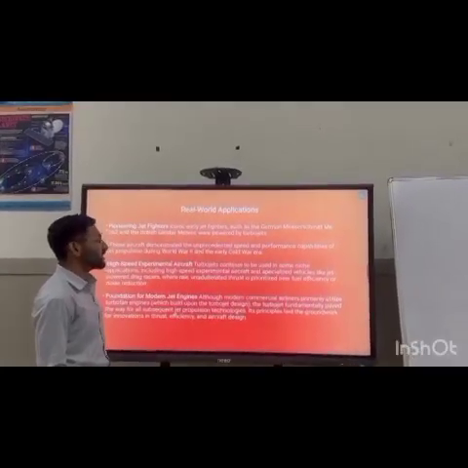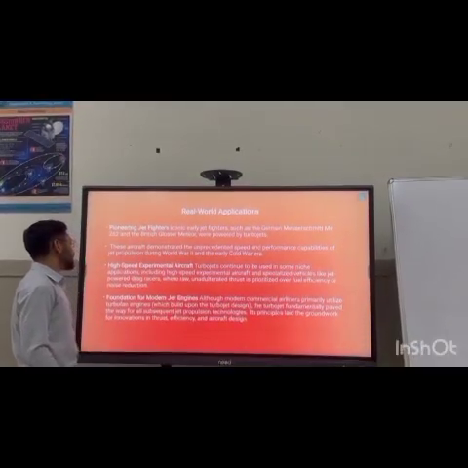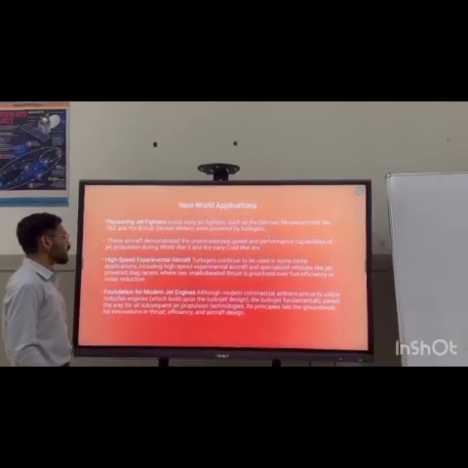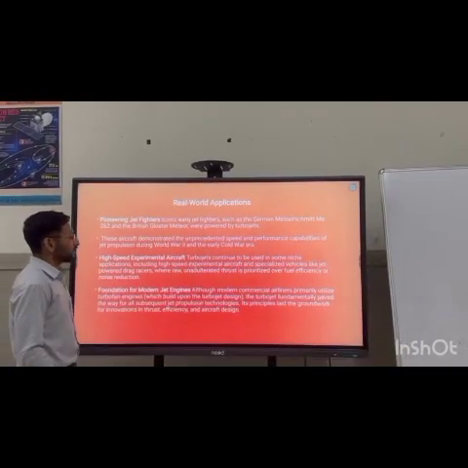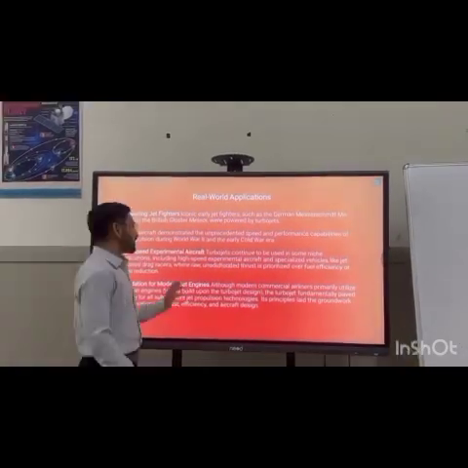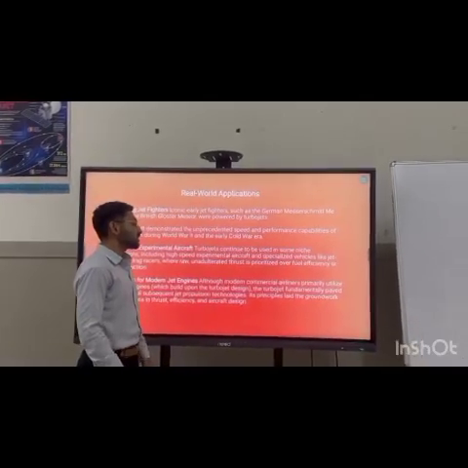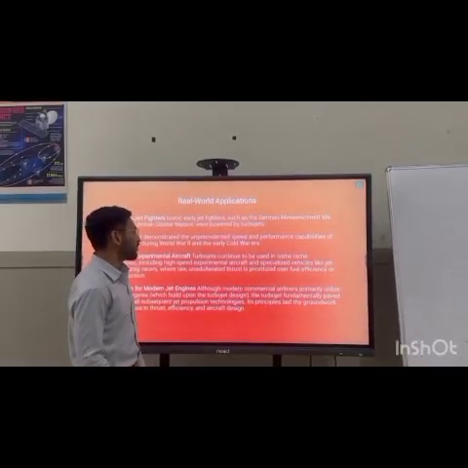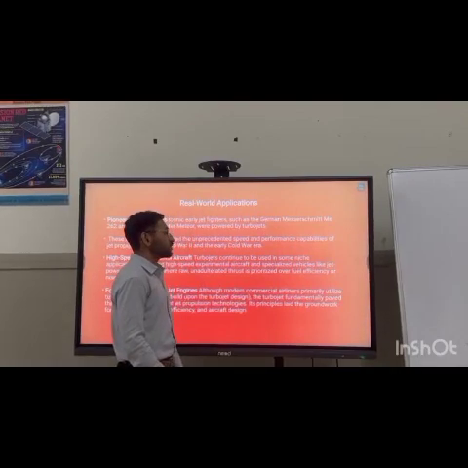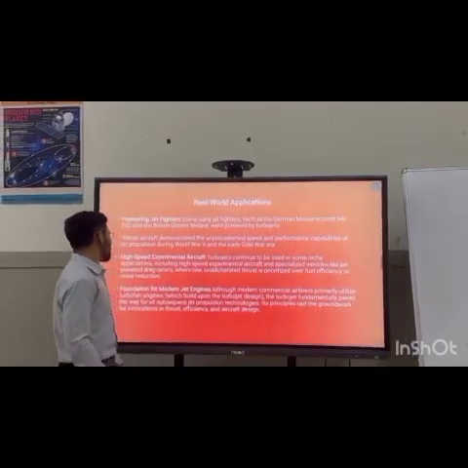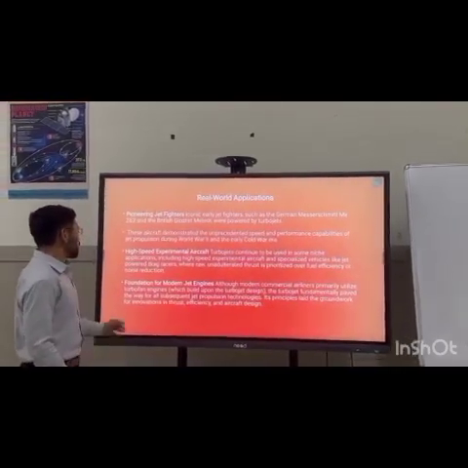High-speed experimental aircraft: turbojets continue to be used in some niche applications, including high-speed experimental aircraft and specialized vehicles like jet-powered drag racers, where raw, unadulterated thrust is prioritized over fuel efficiency or noise reduction.